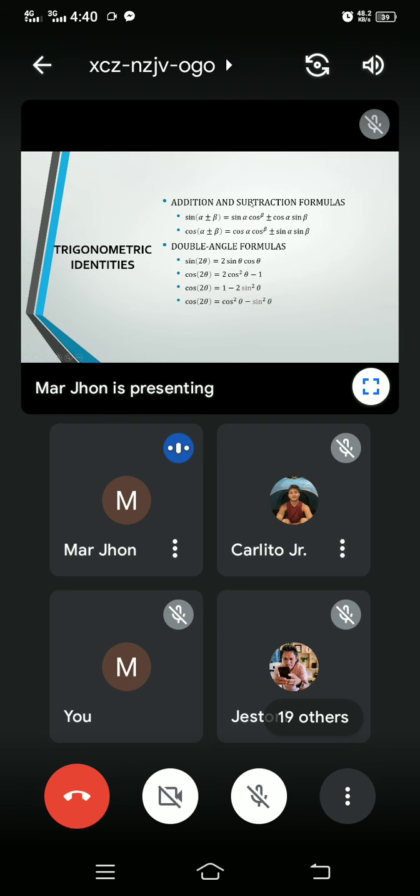So then addition and subtraction. Kung addition, sine of alpha plus or minus beta is equal to sine alpha cosine beta plus or minus cosine alpha sine beta. Basta sine, una ka sa sine: sine, cos, cosine. Tapos kung cosine ka, cosine gyapon ka mag-una.